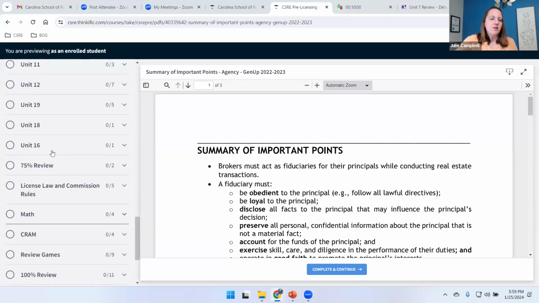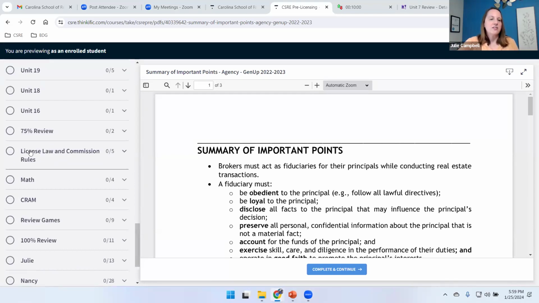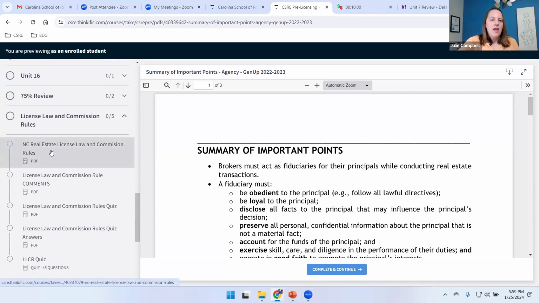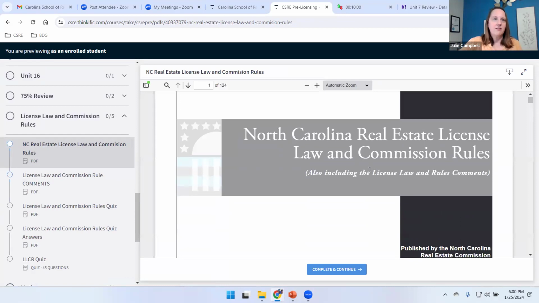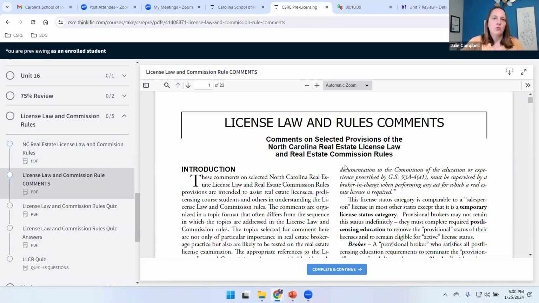The bulk of the license law and commission rule, again, I'm on the online learning system, and there's a tab just for license law and commission rule. We put the actual license law and commission rule in here. Anybody ever sat down and tried to read law before, rule before? Whew, it's tough. I'm not saying don't look over this. I don't think it can hurt to peruse through it. What I'm asking you to do is the one right underneath it, license law and rule comments. It takes all that legal jargon and puts it in everyday language. The comments are a much easier read than sitting down trying to read law and rule.